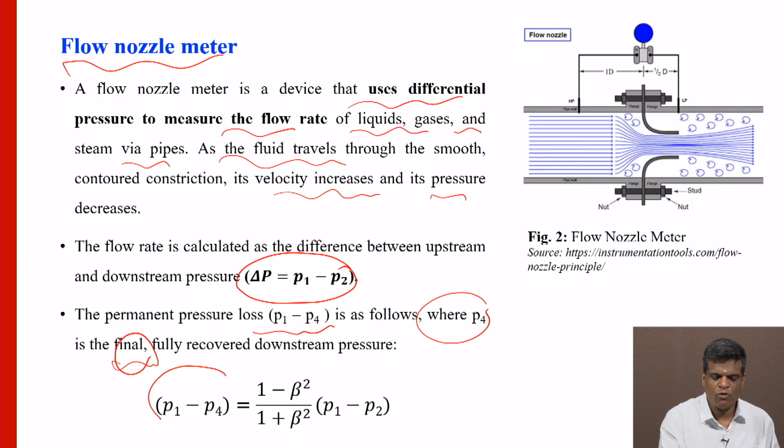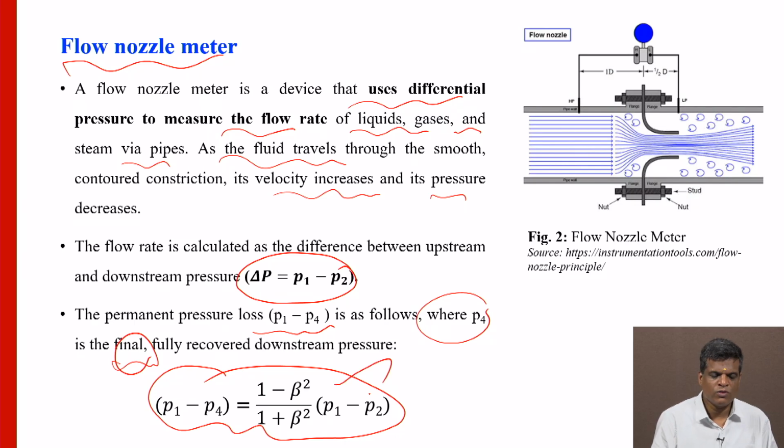So P1 minus P4 we can write as (1 minus beta square) by (1 plus beta square) times (P1 minus P2). From here we can measure the pressure drop. So that's called a flow nozzle meter, and the figure is given here.